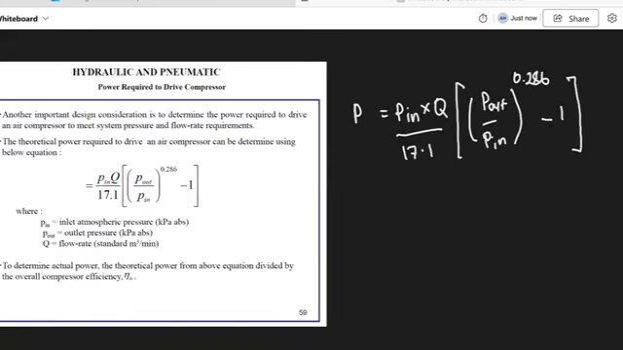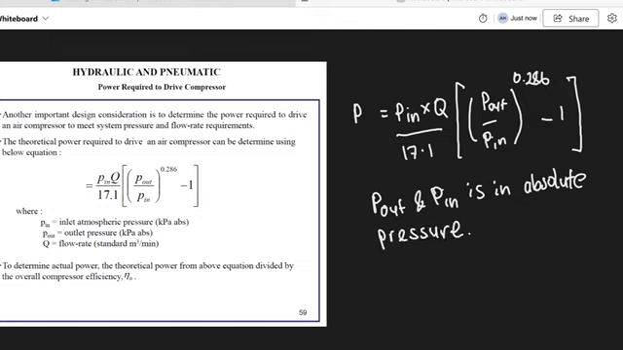What we need to be aware of is that the pressure in and pressure out should be in absolute pressure. So P out and P in are in absolute pressure in kPa.